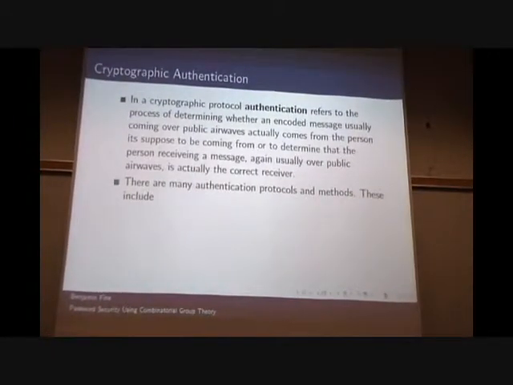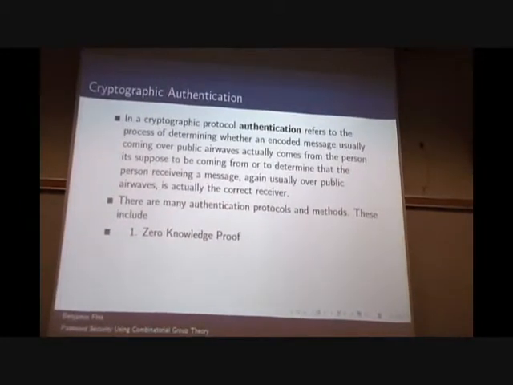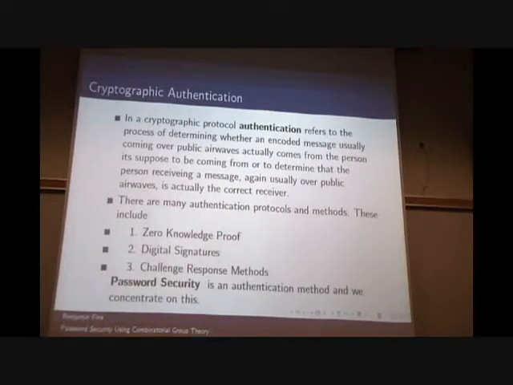So there are many authentication protocols that do this type of thing. Zero-knowledge proof is essentially a proof that something is true without actually proving it, or that you know a proof, even though you don't prove it. We won't get through that. Digital signatures: in the basic course, you talk about hash functions and using a hash function as a digital signature. Then there are challenge response methods. And it's this third one that I want to do with combinatorial group theory, and I'll explain what it is in a moment. So password security is an authentication thing.